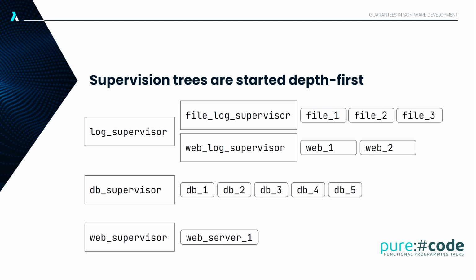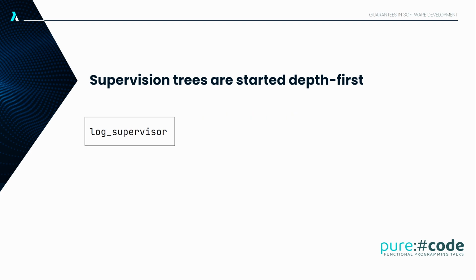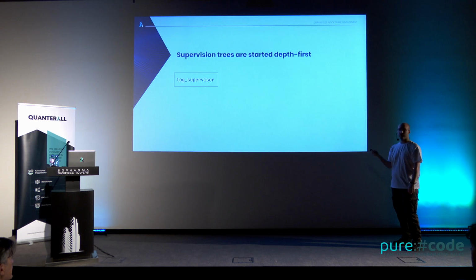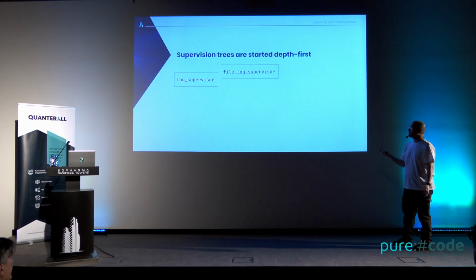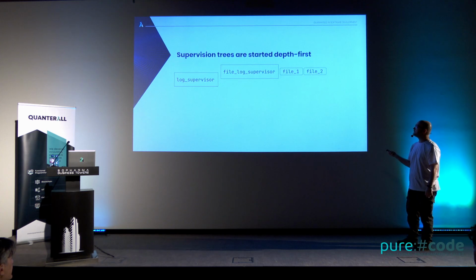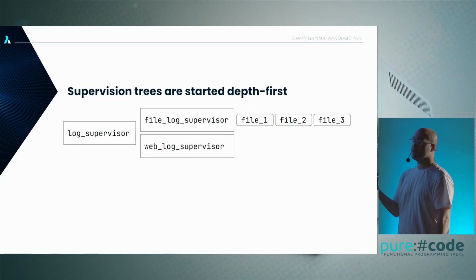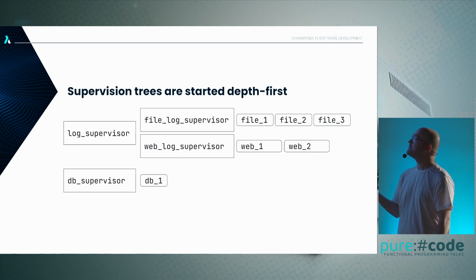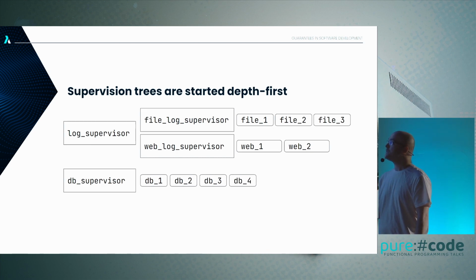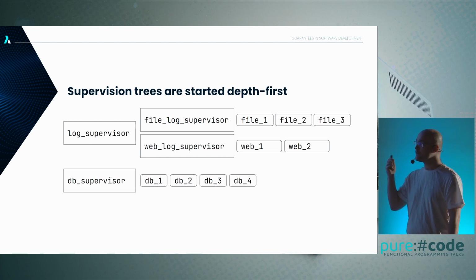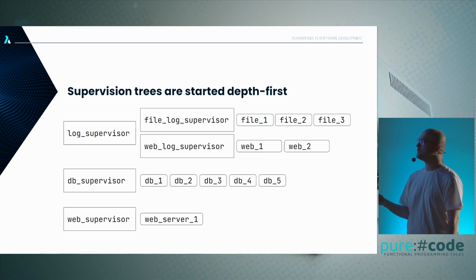And so here's what's going to happen in our supervision tree. We're going to start the log supervisor first. Then we're going to start the file log supervisor, and then we're going to start all of the children of that. Then we're going to start the web log supervisor, and so on. And this is not negotiable. This is something that just is, and we have to work with this.